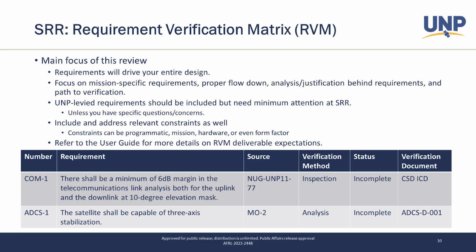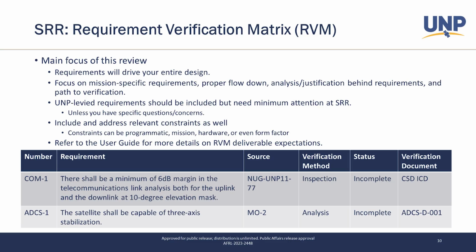Mission, so like if you have a ground station that you can use, but it only does UHF, that's a constraint. Hardware constraints, I can only buy this much because I can't buy a $1 million part type of thing, or even form factors. So you're constrained to 2E3 or that sort of stuff. And then that reference has more details on deliverable expectations.